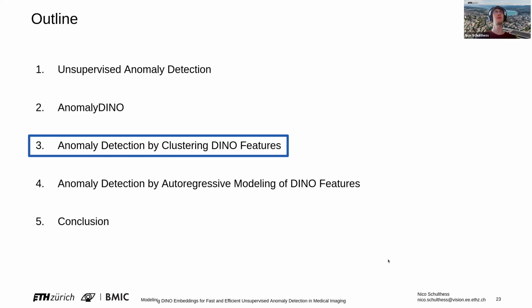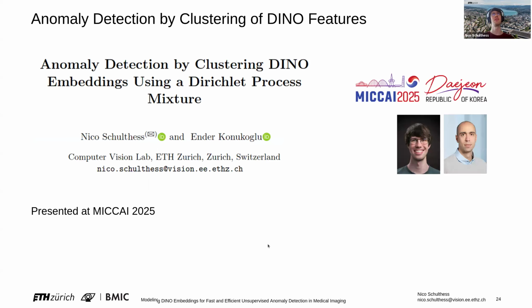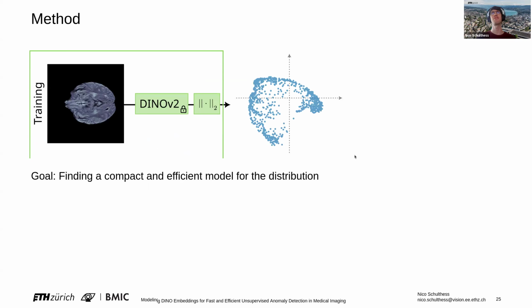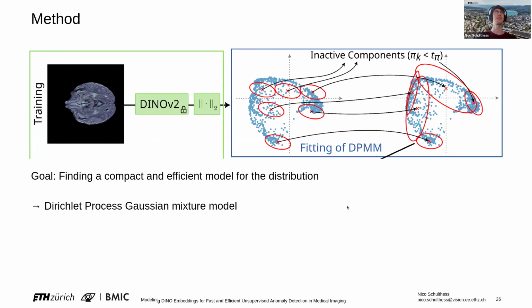So in our work, we try to start again from the distribution of all the normal patch features. The idea behind it was to find a compact and efficient model for this distribution in the feature space. And we tried to use a Dirichlet process Gaussian mixture model for that, which is somewhat indicated here. Let's parse that. First of all, we have a Gaussian mixture model. This means that the whole distribution should be modeled with Gaussian clusters.